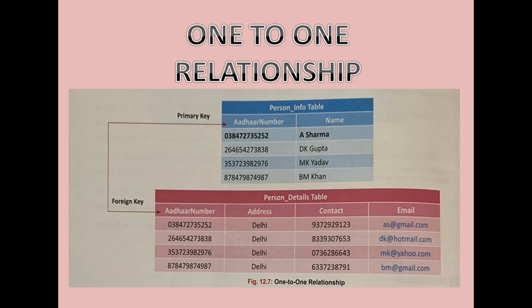Now there are different types of relationships. Mostly there are three types: one to one, one to many, and many to many. What is this? This is a one to one relationship.